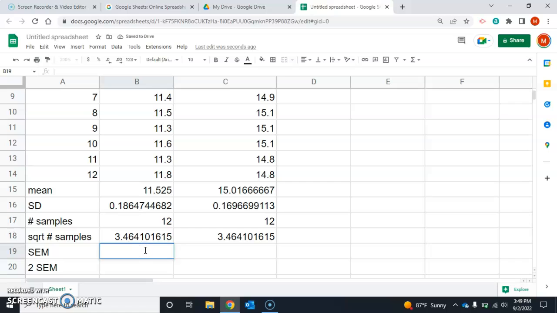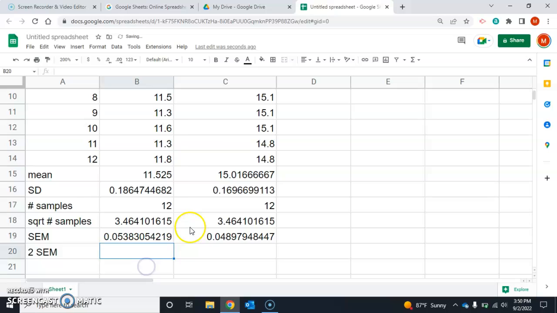And then we need to find the standard error of the mean. Standard error of the mean is just the standard deviation divided by the square root of the number of samples, so that simply equals SD / which means divide, and then click the number we want to divide by, which is the square root of the number of samples. You should get that. We can copy and paste that into this cell.